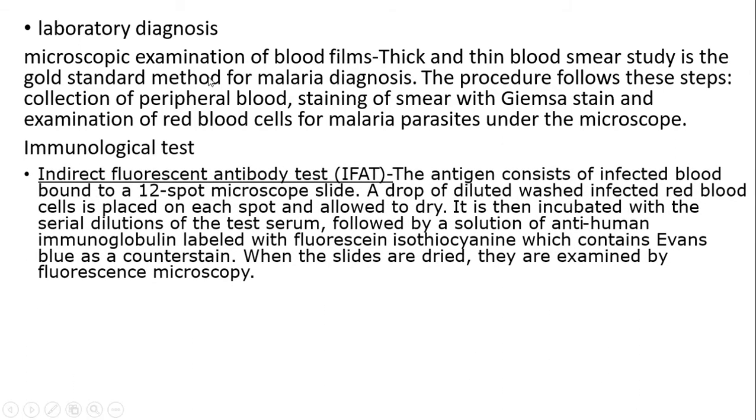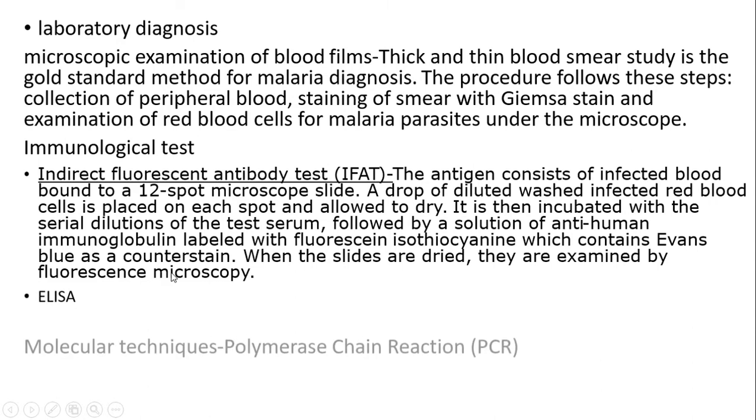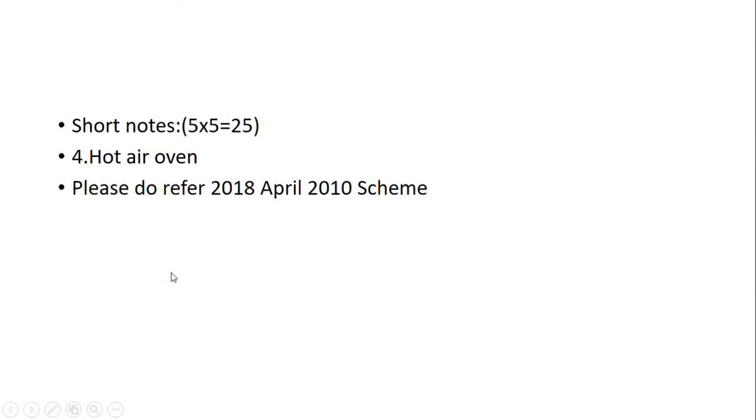Immunological test: immunofluorescent antibody test, IFAT. The antigen consists of infected blood bound to a 12-spot microscope slide. A drop of diluted washed infected red blood cells is placed on each spot and then allowed to dry. It is then incubated with serial dilutions of test serum, followed by solutions of anti-human immunoglobulin labeled with fluorescein isothiocyanate, which contains Evans blue as a counterstain. When the slides are dry, they are examined by fluorescence microscopy. ELISA, and molecular techniques like polymerase chain reaction.